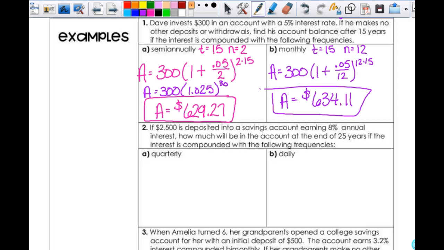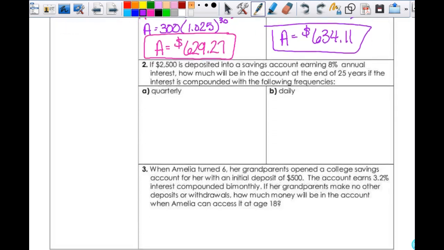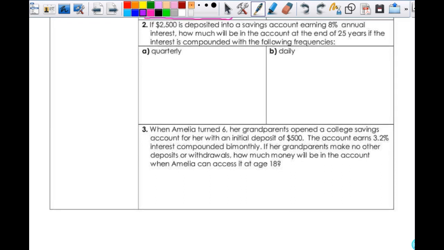All right, so if $2,500 is deposited into a savings account earning 8% annual interest, how much will be in the account at the end of 25 years if the interest is compounded with the following frequencies? So here T is equal to 25. N would be equal to what? 4. I want to make sure everybody understands 4, because I got a 3 last period, and his reasoning was pretty good: the quarters give you 3 months at a time, yes, but that means it happens 4 times a year. So just make sure that you get that.